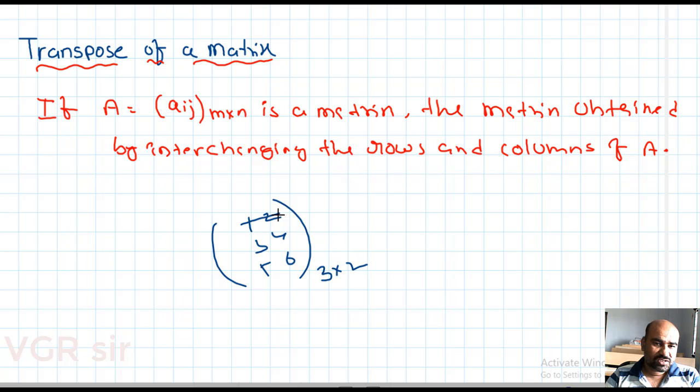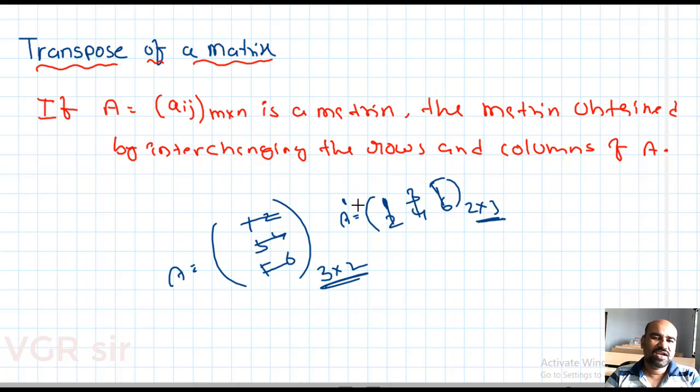If these rows are converted into columns, you get a new matrix. This new matrix is called the transpose of the given matrix. This becomes 1, 3, 5 and 2, 4, 6. But the order of this new matrix is 2 by 3. So this is 3 by 2, this is 2 by 3. What happened? Columns are converted to rows, or rows are converted to columns. This matrix is A, then this new matrix is called the transpose and is denoted by A dash or A power T.